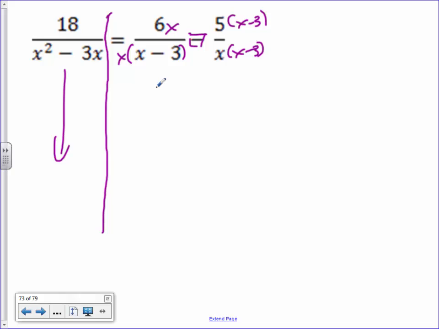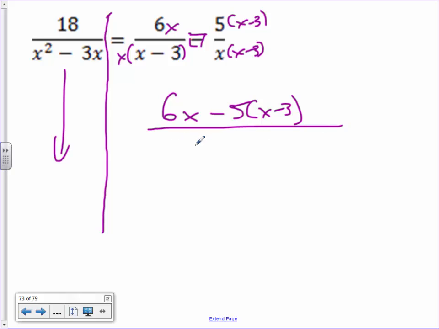So what you'll have then is 6x and 5 with a bracket x minus 3. And now we still have the denominator, by the way. You know how cross multiplying gets rid of fractions? That's not what we're doing yet. So we still have to have the bottom of these fractions. We haven't gotten rid of them yet. So I might write this next step as 6x minus 5 bracket x minus 3. And the bottom of the fraction still exists. It's x bracket x minus 3.